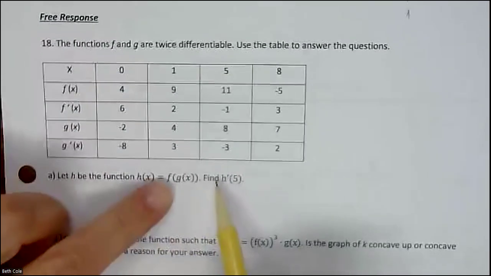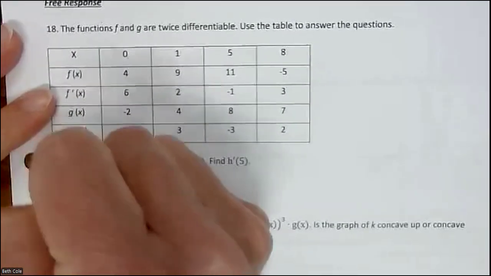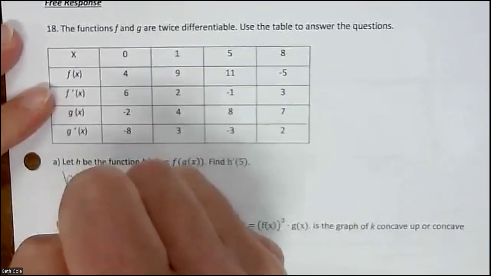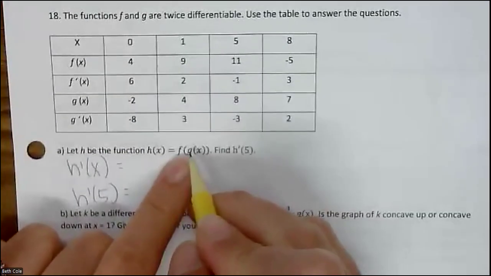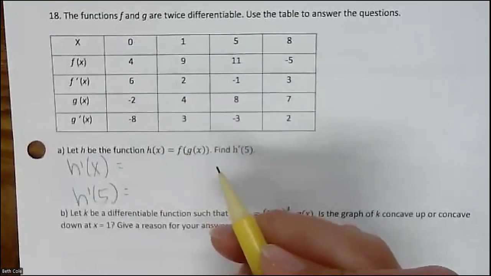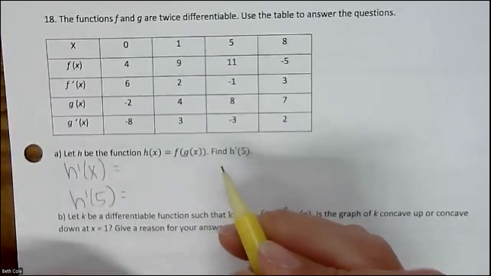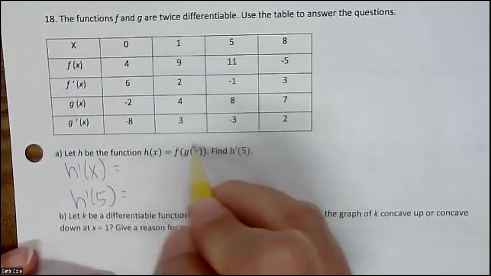So let H be this function, find H prime of 5. You're going to find H prime, then plug in 5. Welcome back to derivatives. So what rule do you need? Chain rule. Good job. This is literally just your chain rule. Remember that bubble sheet that we did a million years ago, with all the derivatives and little bubbles? All right, this is literally your chain rule.